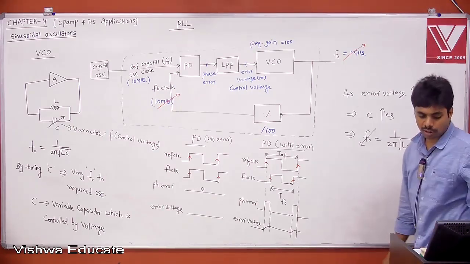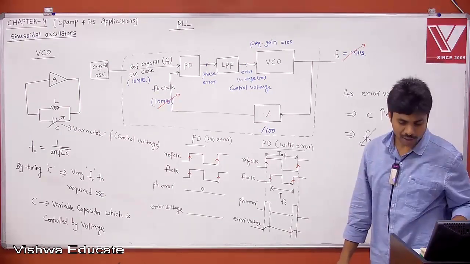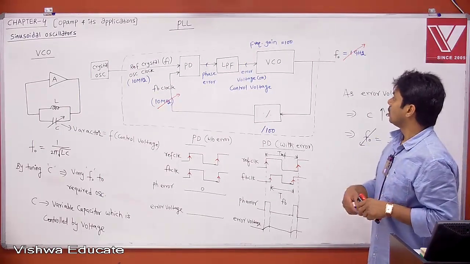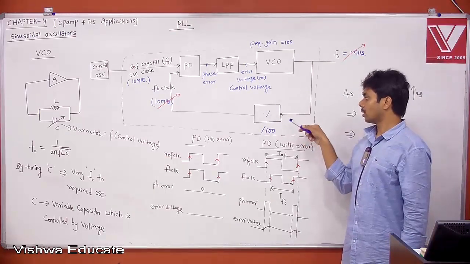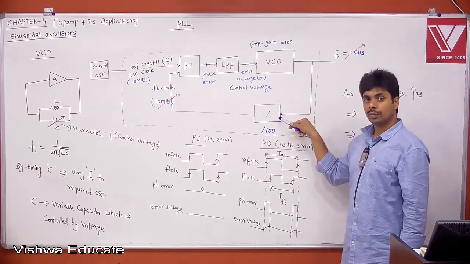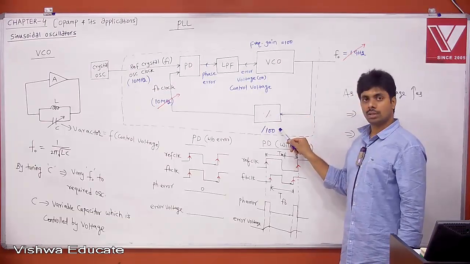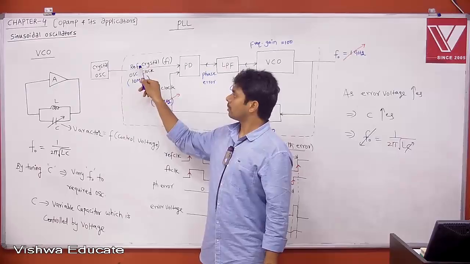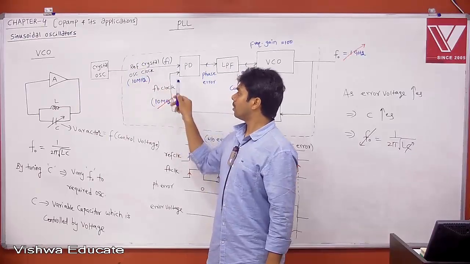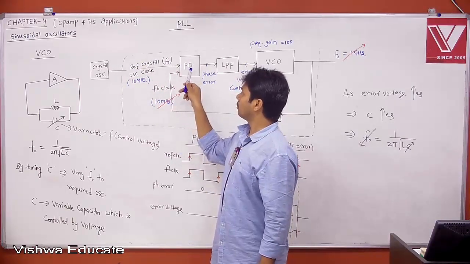Whatever Hartley oscillator and Colpitts oscillator I explained, here it is a sine wave. You will get a sine wave, but we have to convert it, maybe inside. The sine wave will be converted into a square wave. Only for a square wave can we have division. That square wave and the crystal oscillator output, which should also be converted into a square wave, will be compared with the phase detector.